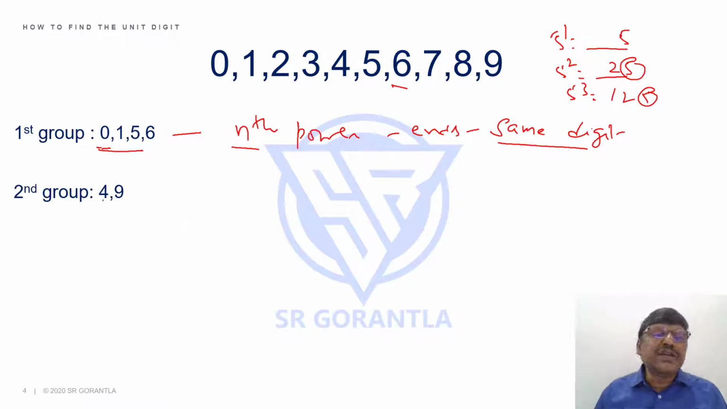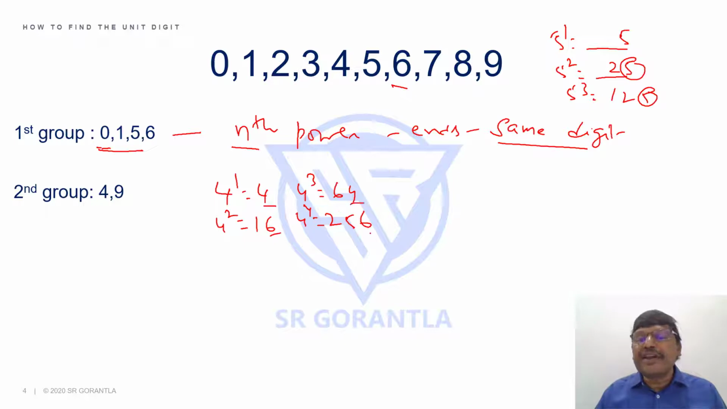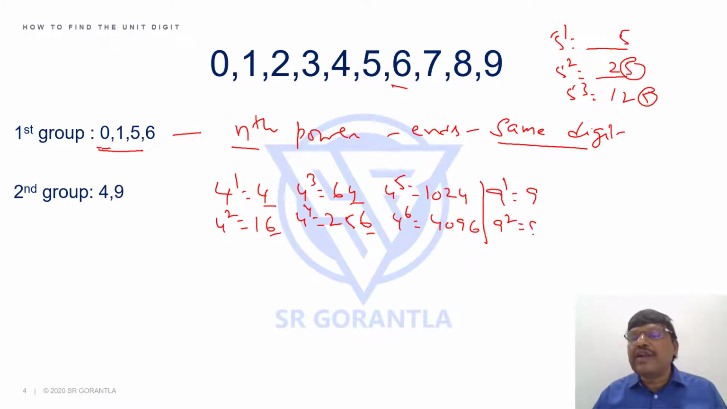Second group, students: 4 and 9 belong to the second group. Why I club these two under one group is, 4 power 1 is 4. If you look at 4 square 16, 4 cube 64, 4 power 4 256. Do you observe anything? 4 and 6 coming alternately. If you want, I can say 4 power 5 1024, 4 power 6 4096. You can see 4, 6 coming alternately. Let us look at 9, students. 9 power 1 is 9, 9 square 81, 9 cube 729, 9 power 4 6561. You can see 9, 1 coming alternately.